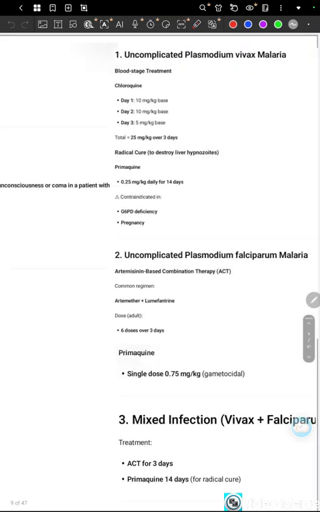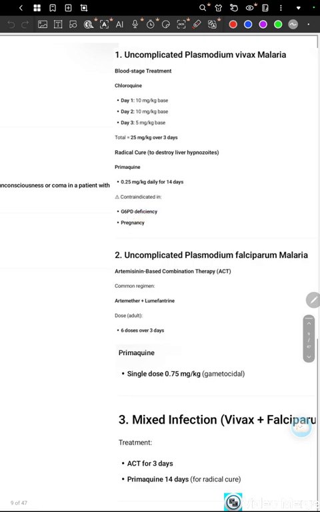For uncomplicated Plasmodium vivax malaria, the blood stage, the treatment is chloroquine. So chloroquine is given 25 mg per kg, that is day 1 and 2, 10 mg per kg, and day 3, 5 mg per kg. So total of 25 mg per kg over 3 days. Radical cure is given by Primaquine 0.25 mg per kg for 14 days. It is contraindicated in G6PD deficiency and pregnancy.